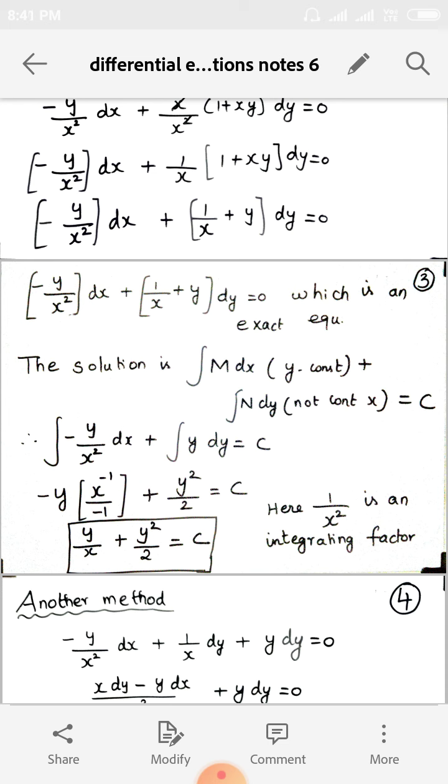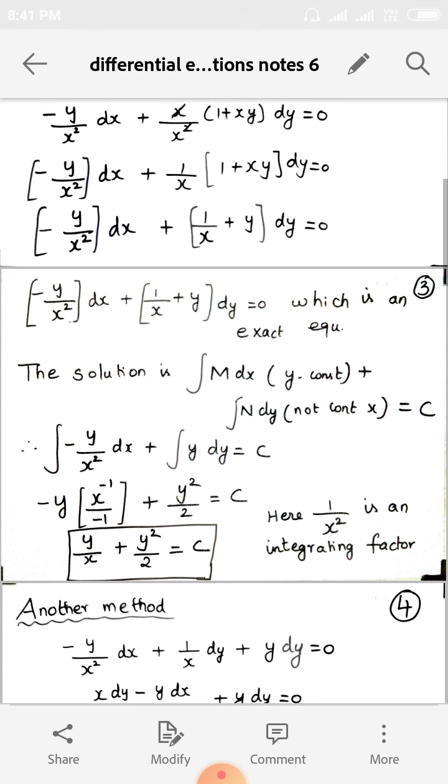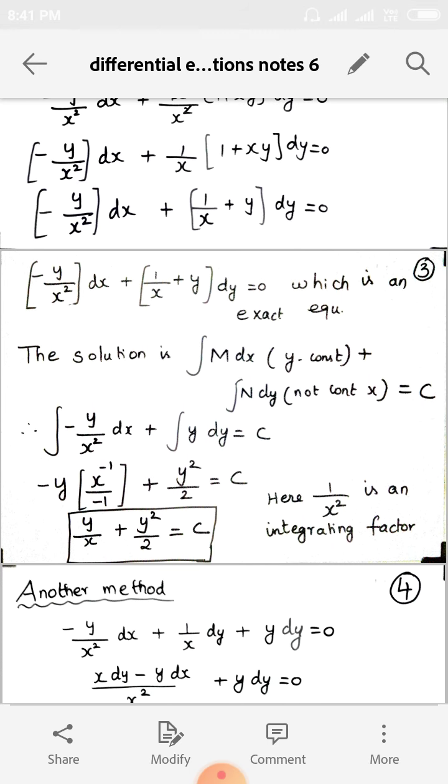Now, this equation is an exact equation. Check. What is M? M is equal to minus y by x square. N is equal to 1 by x plus y. So, we find ∂M/∂y and ∂N/∂x. After finding them, both are equal, which means it is the exact equation.